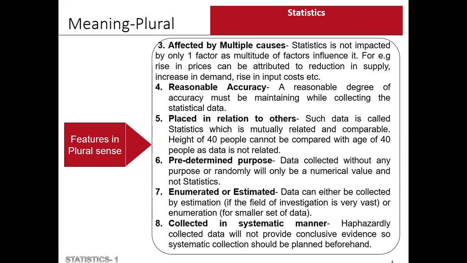The fourth one is reasonable accuracy. Since statistics deals with averages, an average itself doesn't give an accurate result. Therefore, it gives reasonably accurate results.